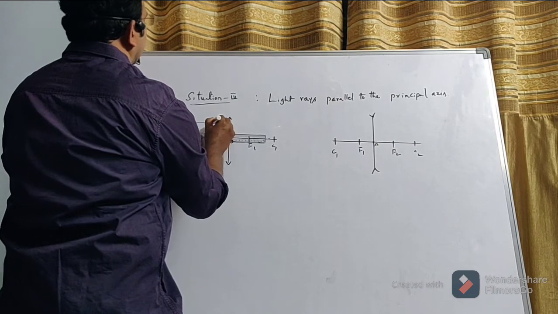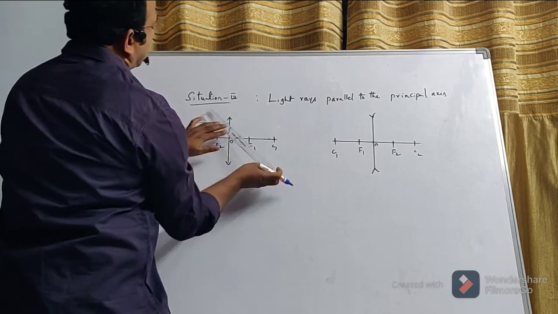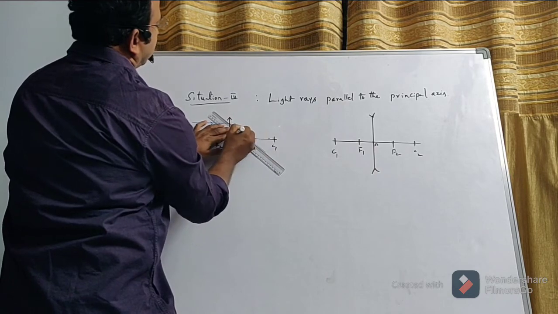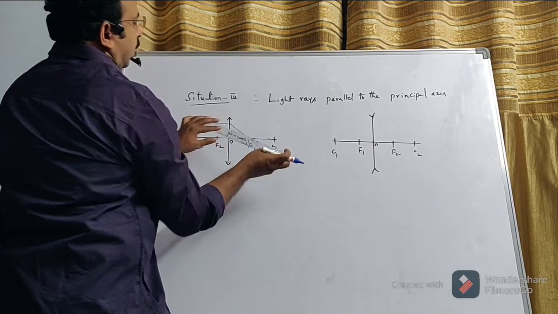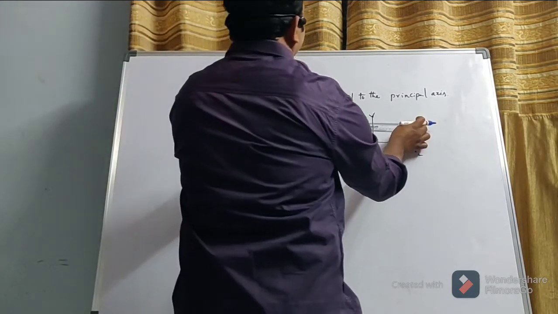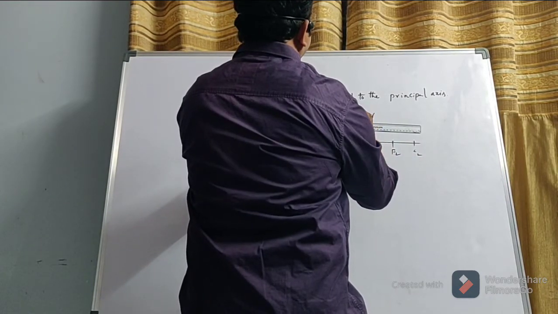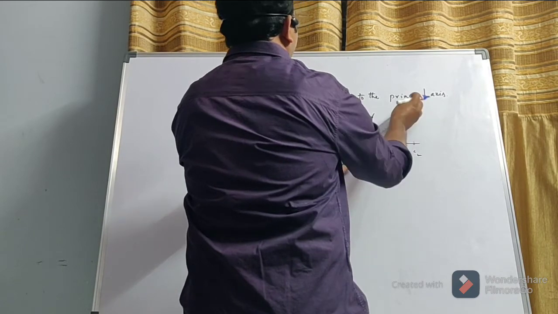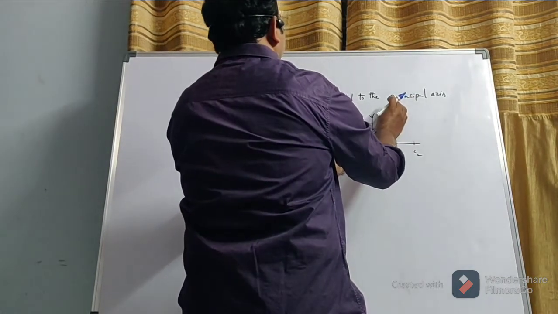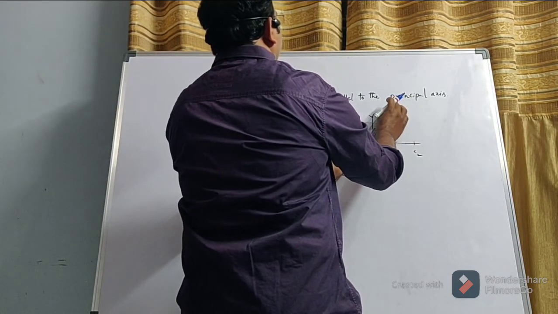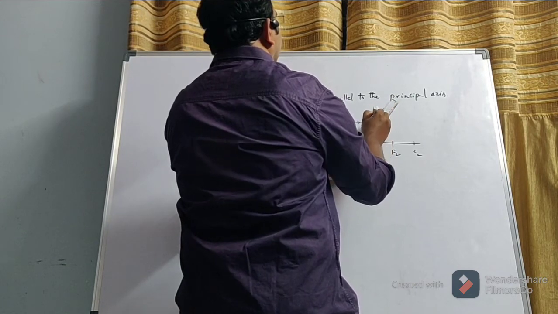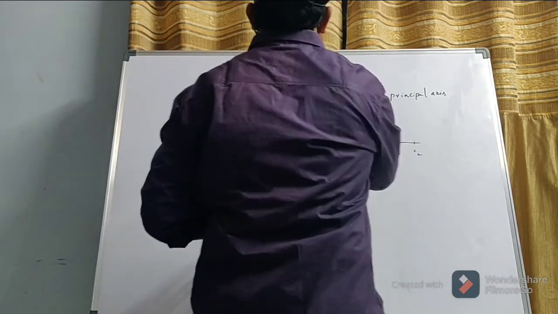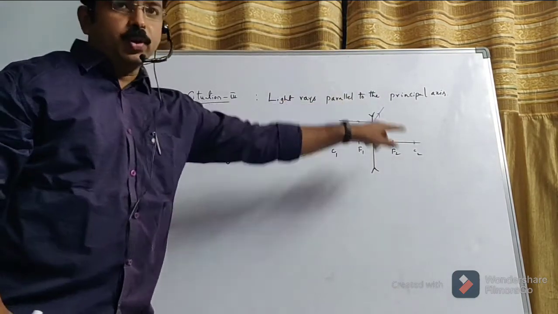We know that a ray parallel to the principal axis passes through the focus. Already we discussed this. In the concave lens case also, the light ray is parallel to the principal axis, and it appears to be coming from the focus. If we extend it back, it comes like this.